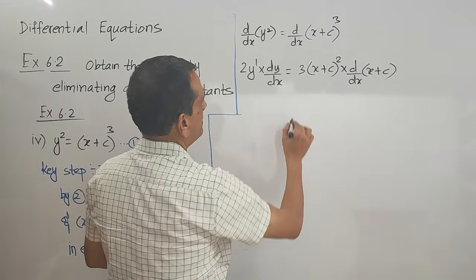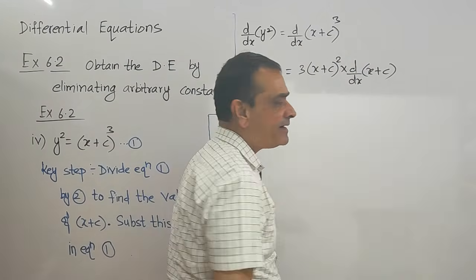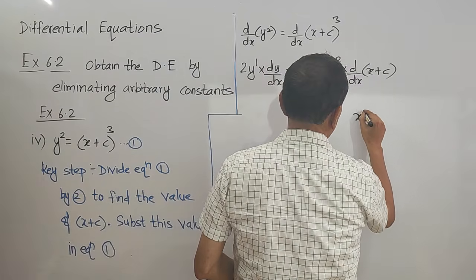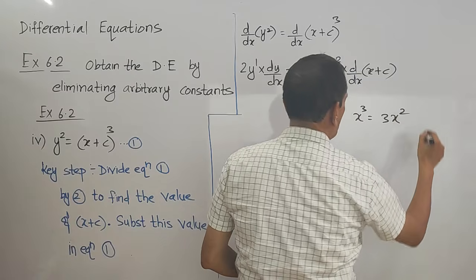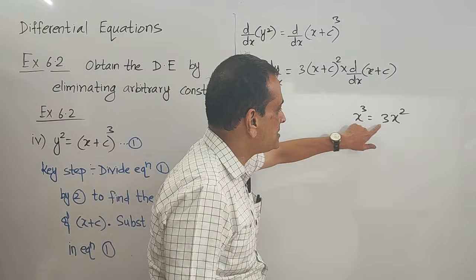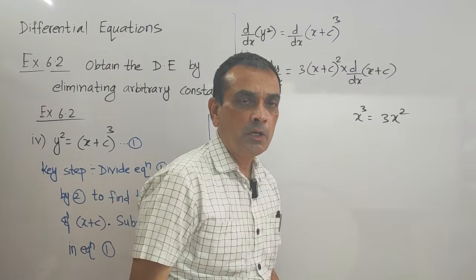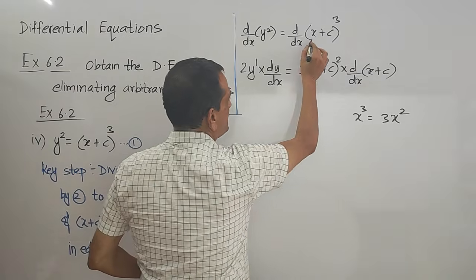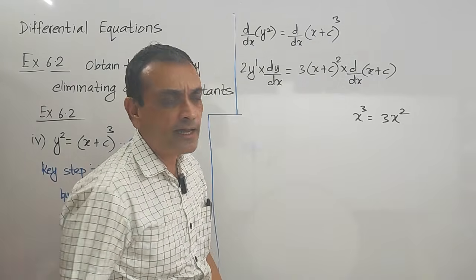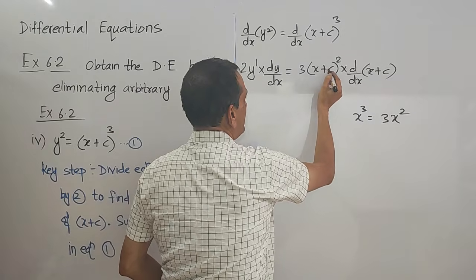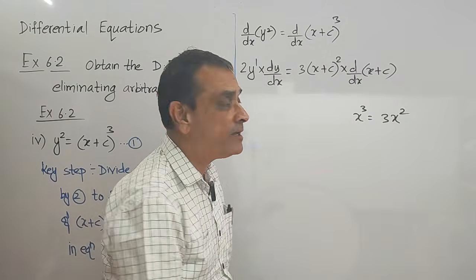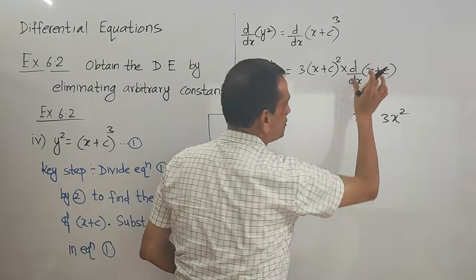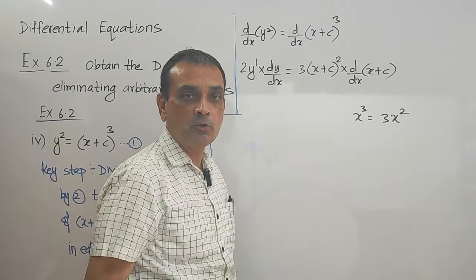Same thing over here. x cube का derivative क्या है? थ्री एक्स squared. 3 comes in front, x raised to 2. In the same way, x plus c bracket cube का derivative क्या है? 3 सामने आता है, x plus c raised to 3 minus 1, 2. But into d by dx of x plus c also. Don't forget that. Chain rule.